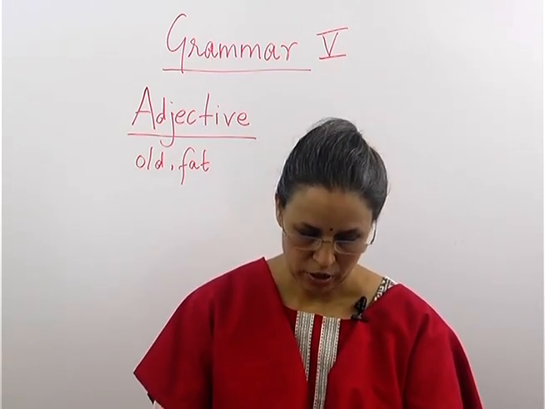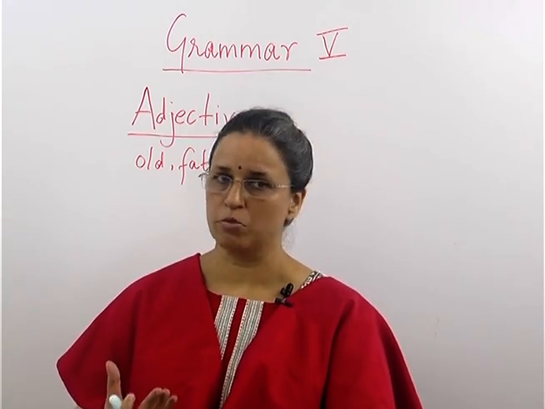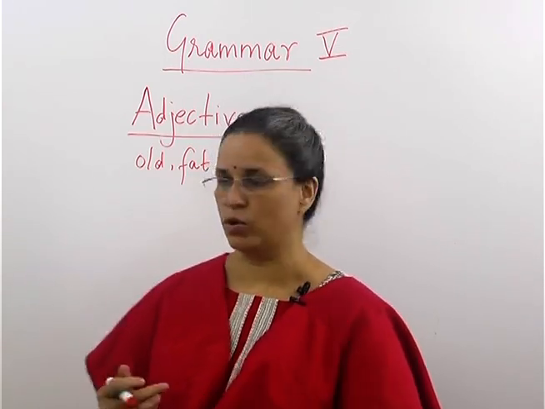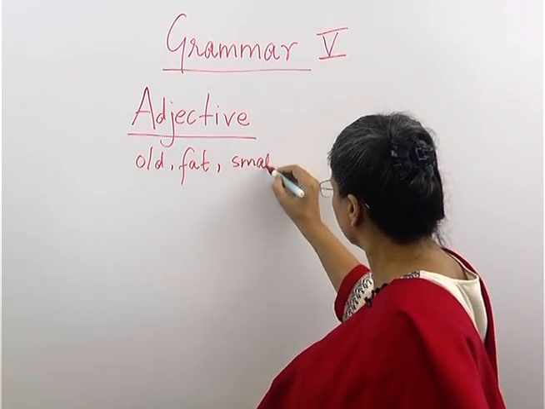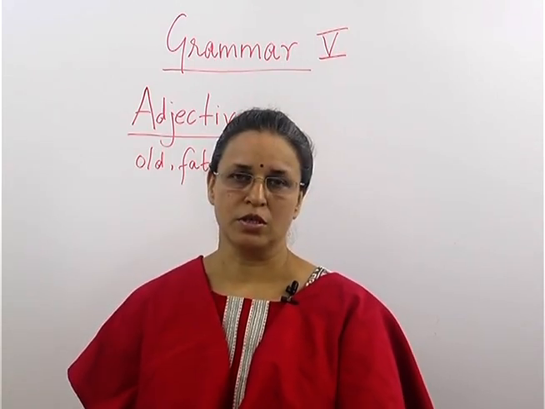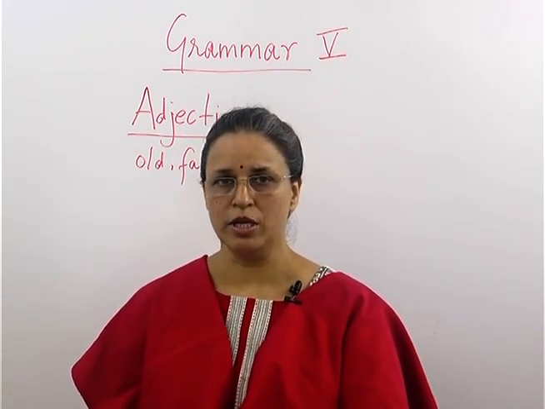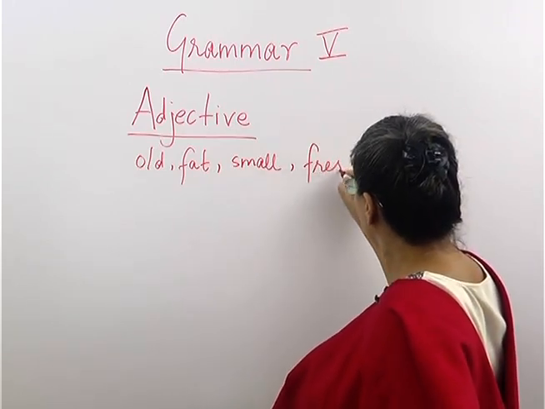For example, a small box. It is telling you how the box is. Box is a noun. It's a common noun. So, small is also adjective. Fresh mangoes. Mangoes are common noun. So, telling about mangoes, you have fresh.